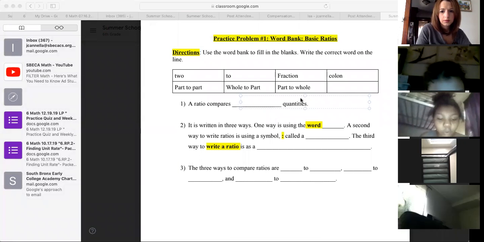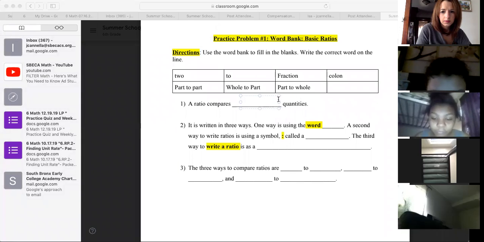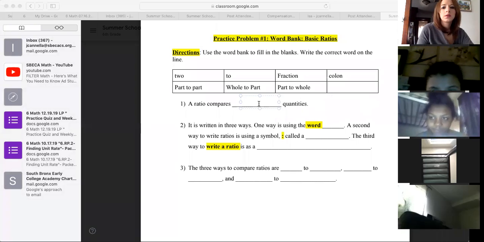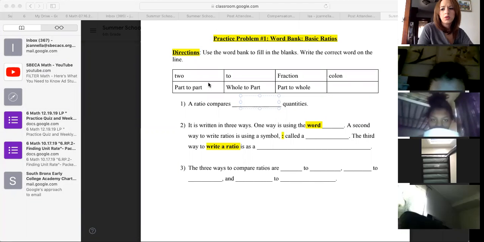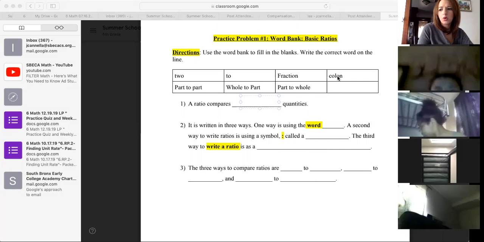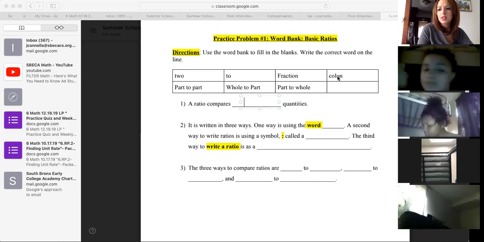Directions. Use the word bank to fill the blanks. Write the correct word on the line. Okay. So the words are: to, the number 2, part to part, to, whole to part, fraction, part to whole, and colon. Now, if you need help, refer back to page 1 and 2.